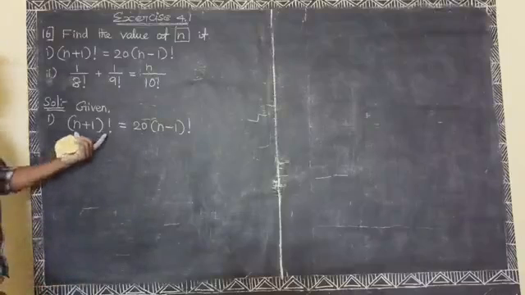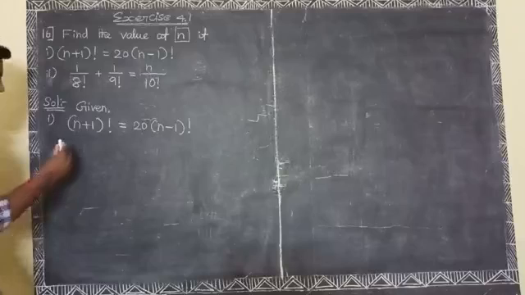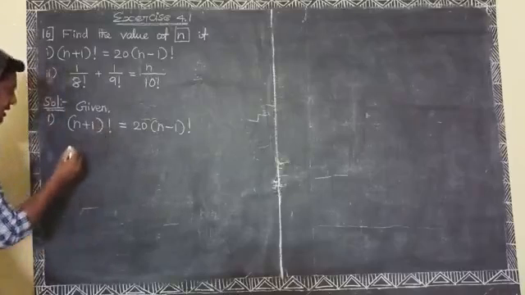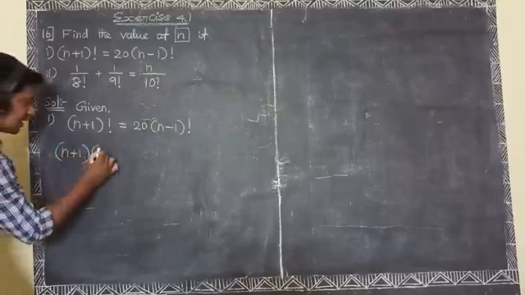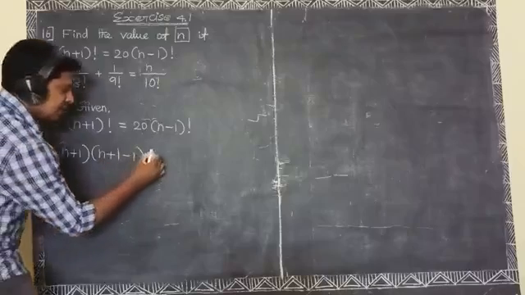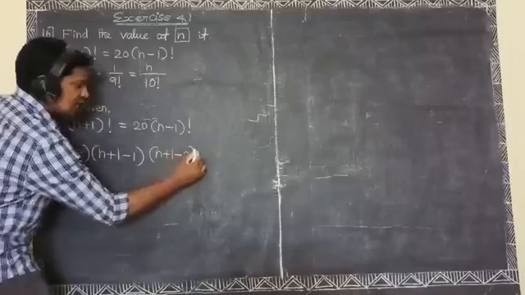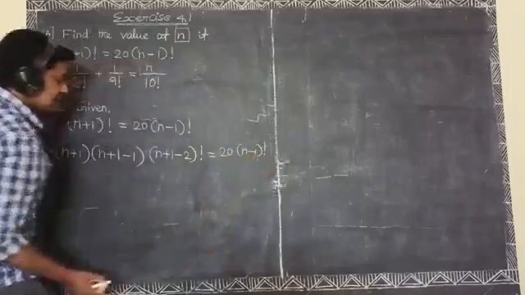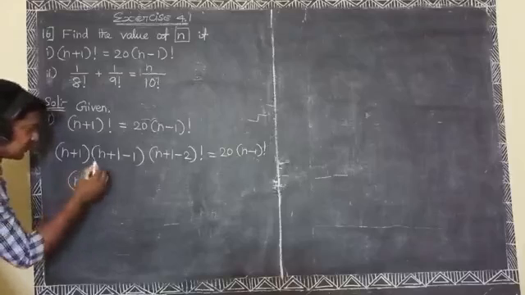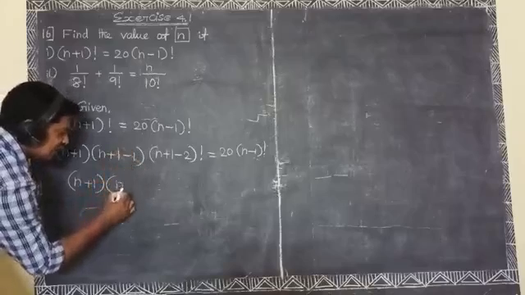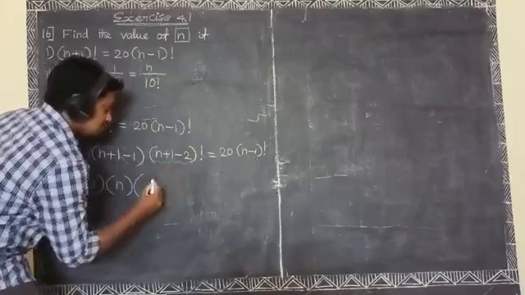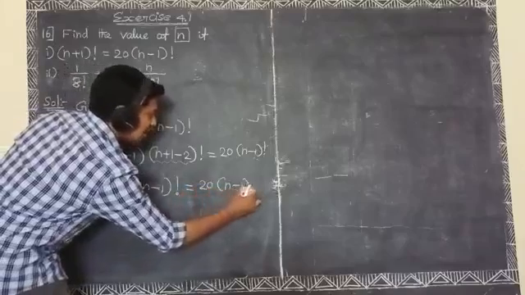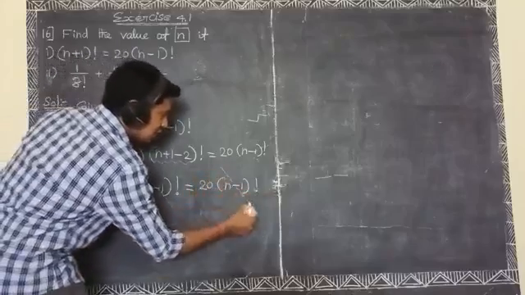We can rewrite (n+1)! in the form (n+1) × n × (n−1)!, which is equal to 20 × (n−1)!. Simplifying, the (n−1)! on both sides is cancelled.